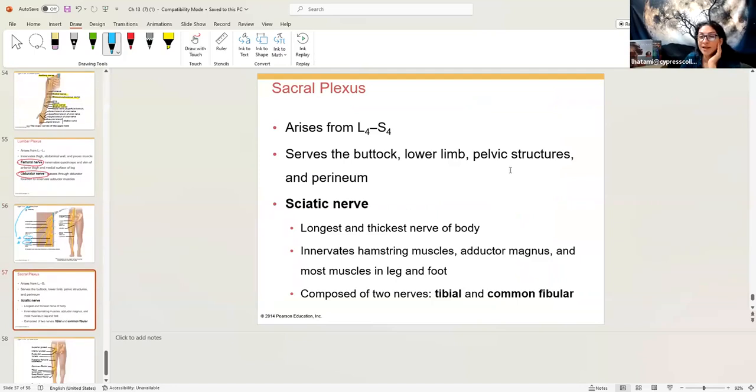Next is the sacral plexus, in which the ventral rami of L4 to S4 join together and make the sacral plexus and make the different branches. But the most important branch that comes from the sacral plexus is the sciatic nerve. The sciatic nerve is the longest and also thickest nerve of the body, which is going to innervate the muscle of the back of the thigh, which we call the hamstring muscle.